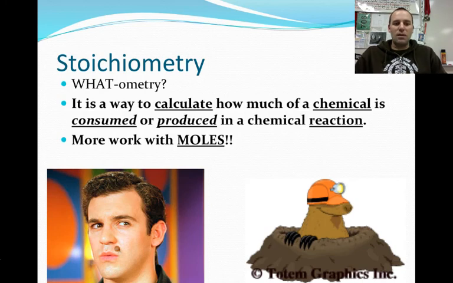Okay, so stoichiometry is a way of calculating how much of a chemical is consumed or produced in a chemical reaction. Because we know when a chemical reaction takes place, that chemicals are used up and new chemicals are produced. That's the whole point of a chemical reaction. Like when hydrogen and oxygen come together, the hydrogen and oxygen get used up and they can produce the chemical water. Okay, so of course it's more work with our good friend the mole.